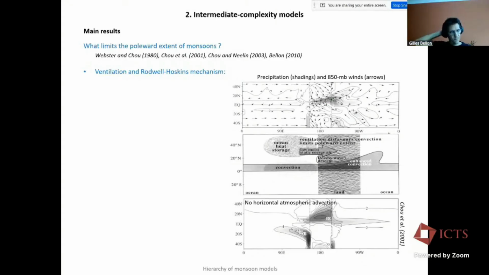And if you remove the horizontal advection from the model, as is shown here, then you get a very different pattern for precipitation, because the horizontal advection is not only affecting ventilation over the continent, but also other aspects of the model. But what you can see for the monsoon part is that your precipitation is going to expand northward or poleward if you remove this atmospheric advection. So that tends to show that the ventilation mechanism is important.